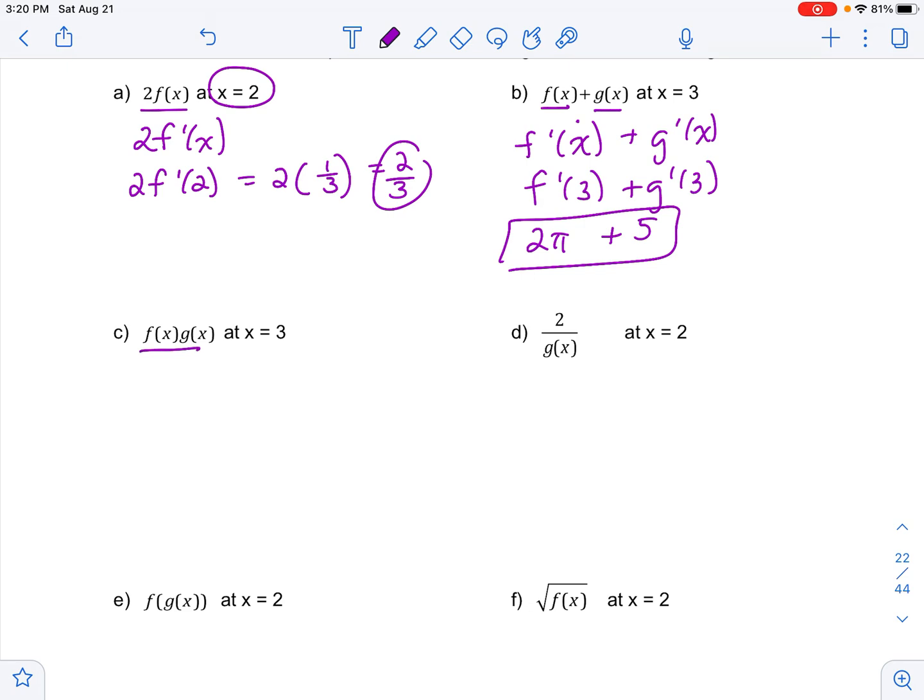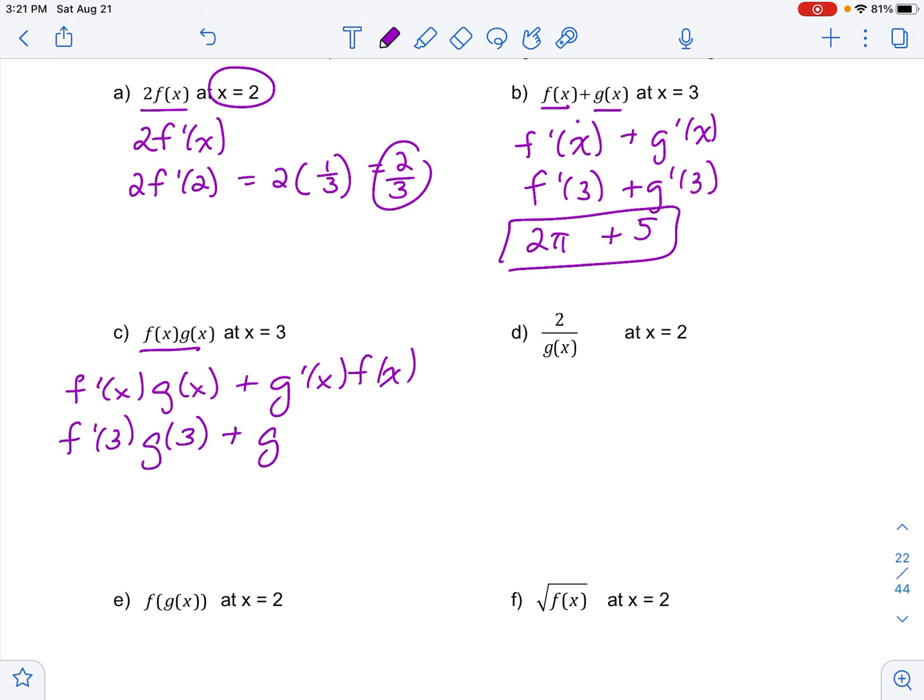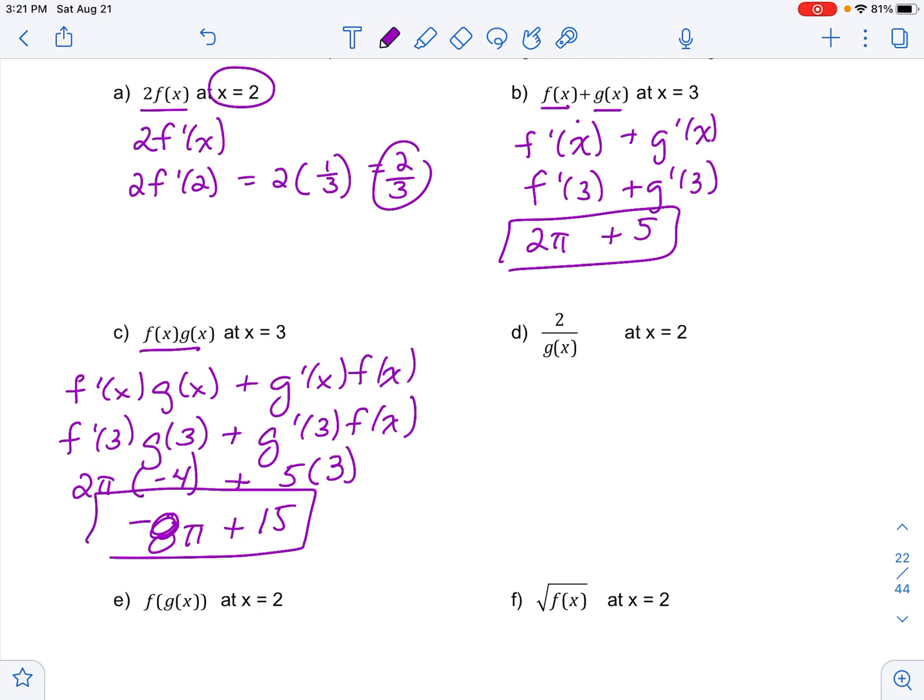This is 5. So I'm going to leave my answer like this. Now this is your product rule. So we take the derivative of the first times the second plus the derivative of the second times the first. Let's go ahead and plug in my value for x. And then I'm going to pull all these numbers by looking up at the table above. This is 2 pi. This ends up being -4. This is 5. This is 3. So it looks like it's -8 pi plus 15.